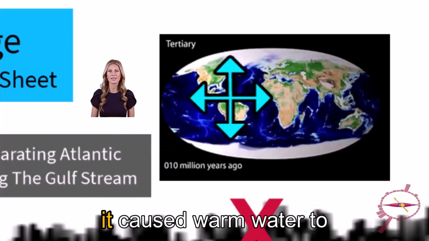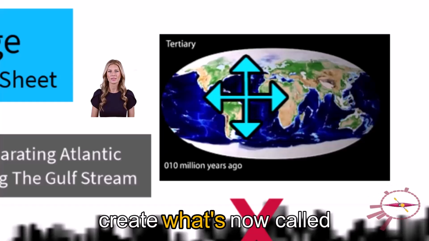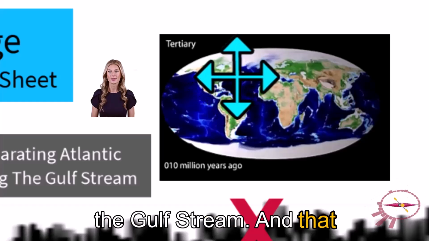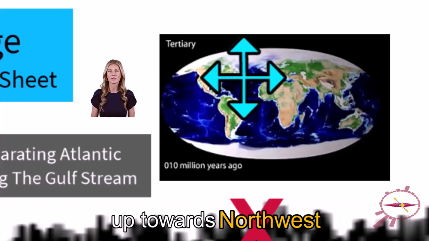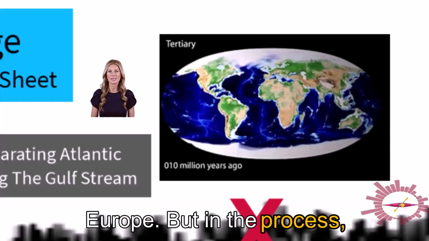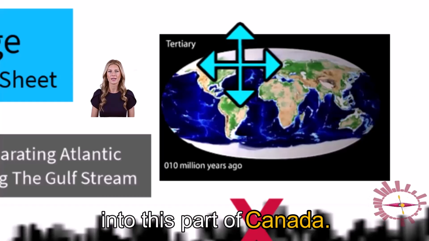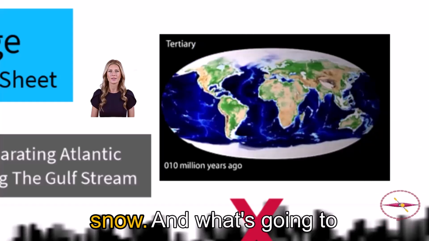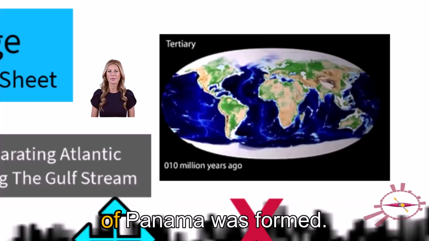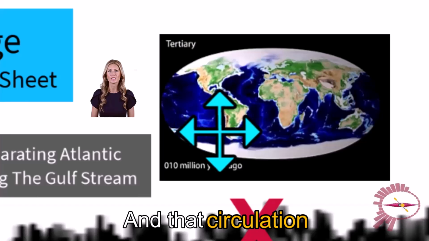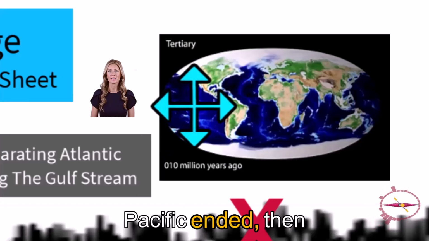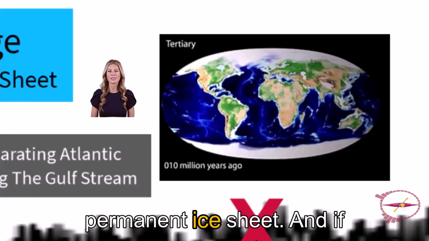And what it did was, it caused warm water to create what's now called the Gulf Stream. And that warm water now circulates up towards northwest Europe. But in the process, it brings moist air up to the rest of Greenland and up into this part of Canada. And that caused more snow. And what's going to happen is after the Isthmus of Panama was formed, and that circulation between the Atlantic and Pacific ended, then Greenland will develop a permanent ice sheet.